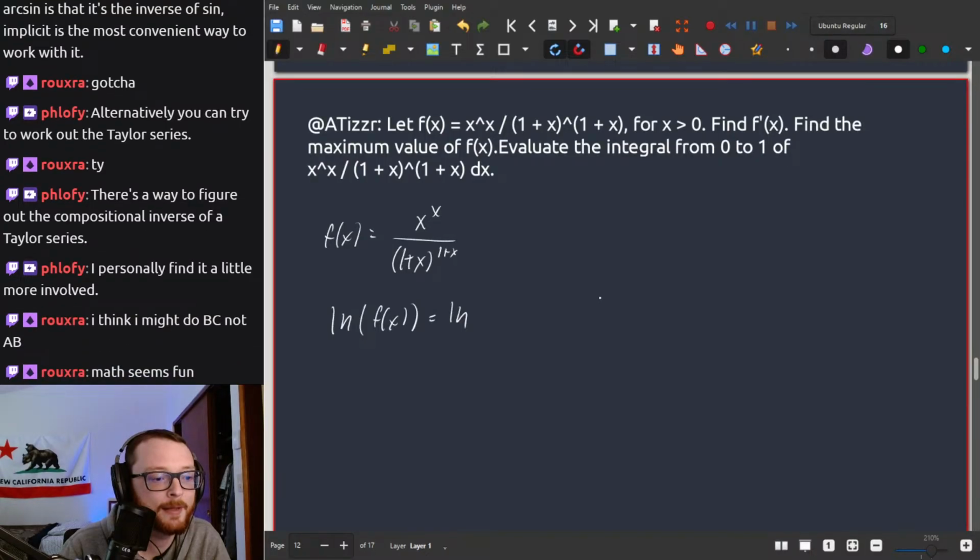BC not AB. Yeah, I mean, you seem to be picking up calculus really quick, and if you already know calculus before you even take it, you should just go for BC.